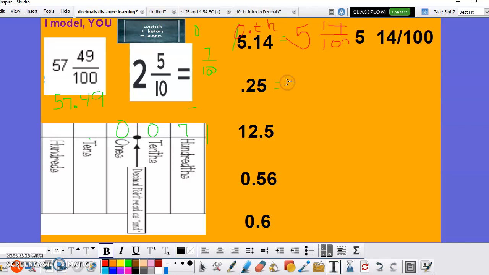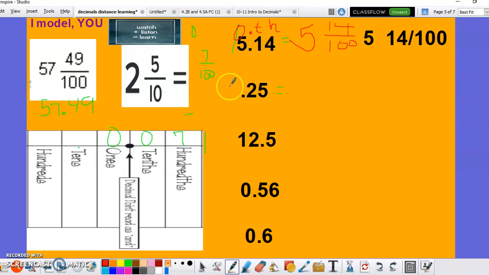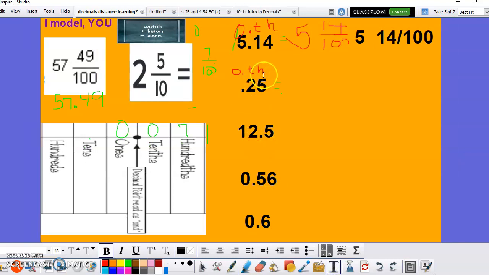So I will do the same thing here with my next one. When I'm looking here, well, I don't have anything in my ones place, so I'm going to put a 0. I'm going to label my place value. That's ones, tenths, and hundredths. So when I look at this, there's no whole number, so I don't need to put a whole number. And then I have 25 hundredths. So I would just write this as a fraction. I would just put 25 hundredths.